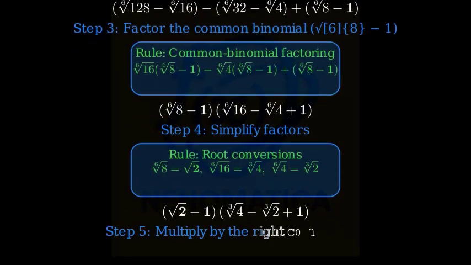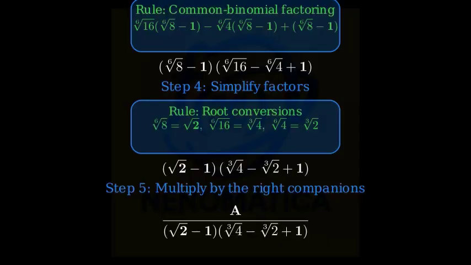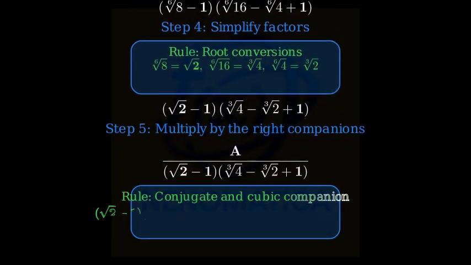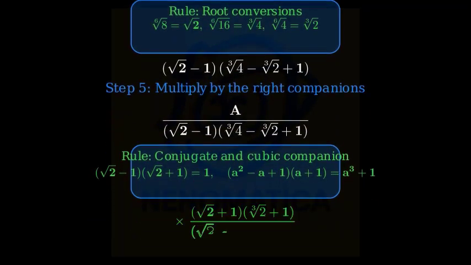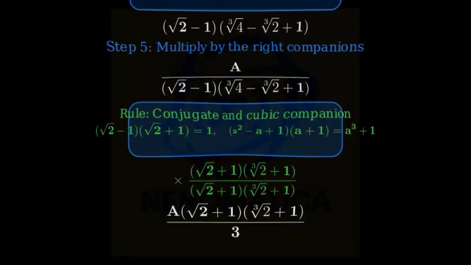Step 5. Rationalize. The full fraction is divided by this product. We will multiply top and bottom by square root of 2 plus 1 and cube root of 2 plus 1. Why? Because a plus 1 times a squared minus a plus 1 equals a cubed plus 1. Let a be the cube root of 2, then a cubed is 2, so the product becomes 3. Also, square root of 2 minus 1 times square root of 2 plus 1 becomes 1. Watch the denominator collapse to 3 and the numerator accumulate the 2 factors.